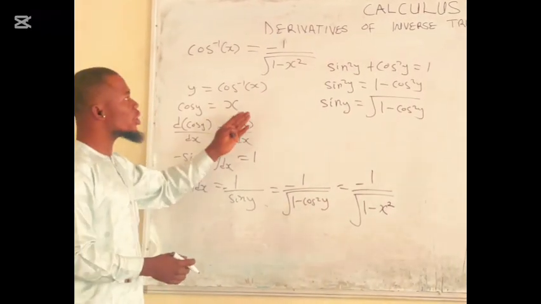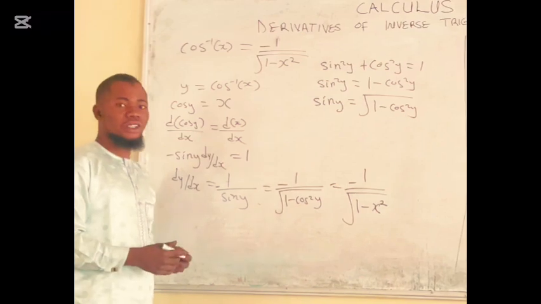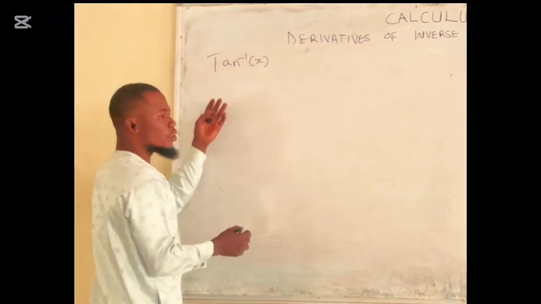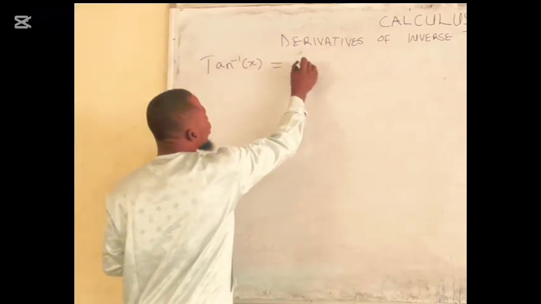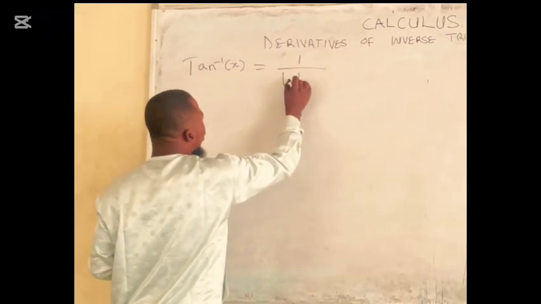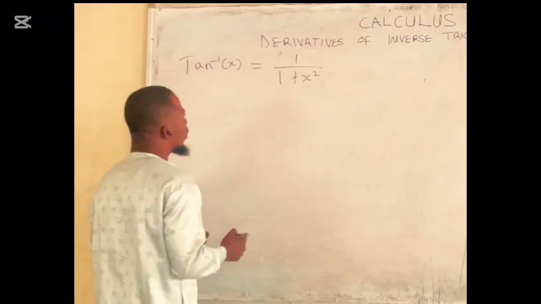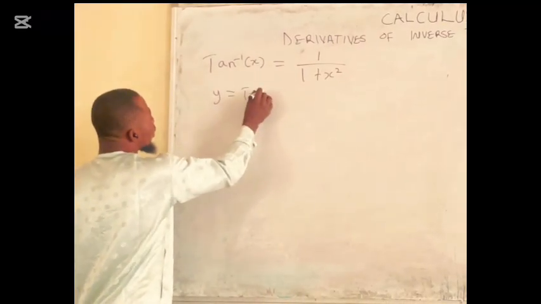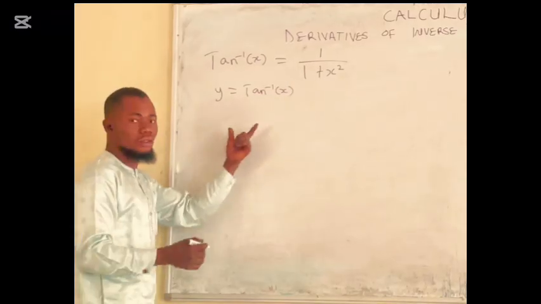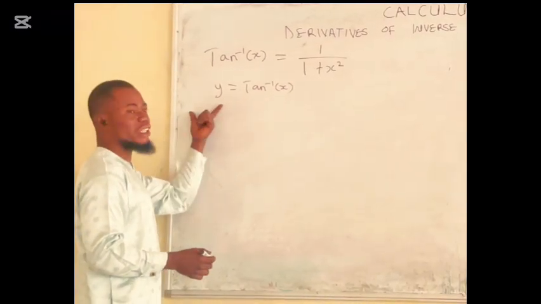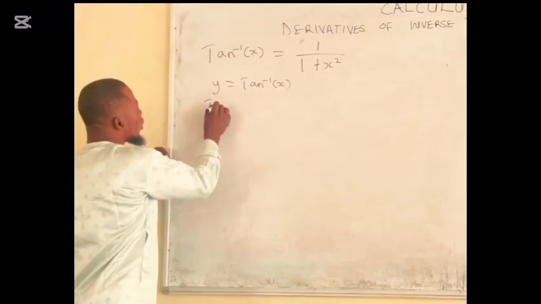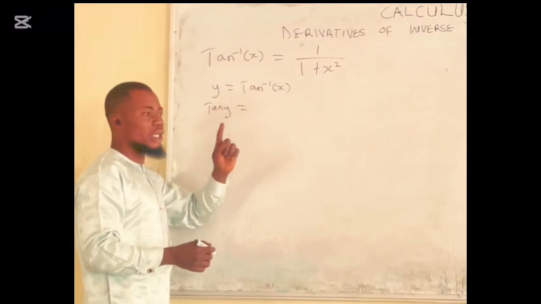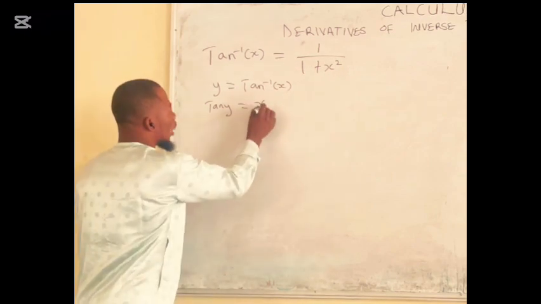The last one we shall be talking about in this video is tan inverse of x. We said the derivative of tan inverse of x is 1 divided by 1 plus x squared. Now let's prove it. Our y equals tan inverse of x. We'll multiply both sides by tan. So we'll be having tan y equals tan multiplied by tan inverse, which will give us 1, and 1 multiplied by x will give us x.